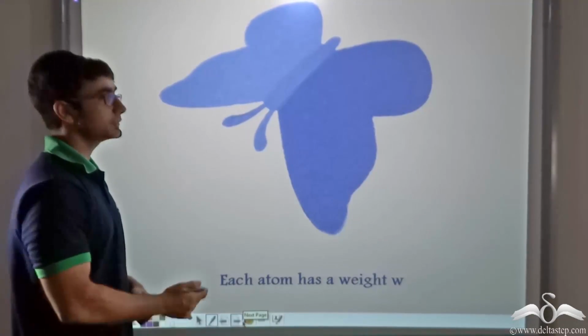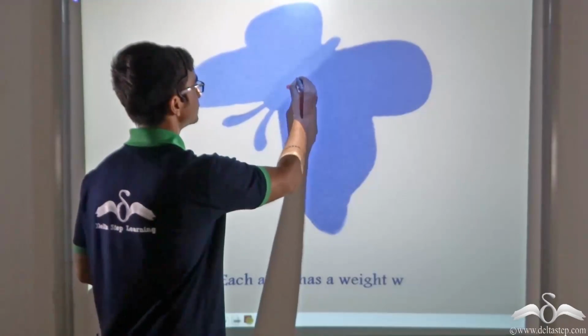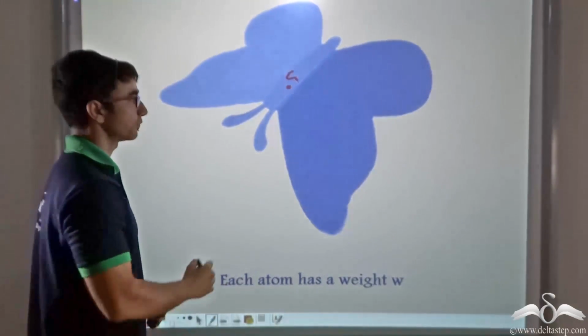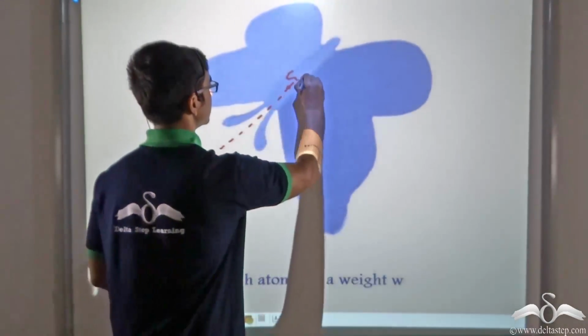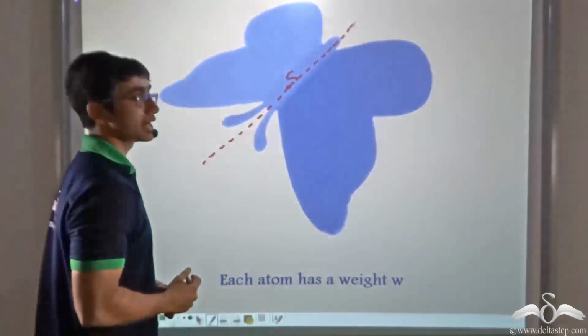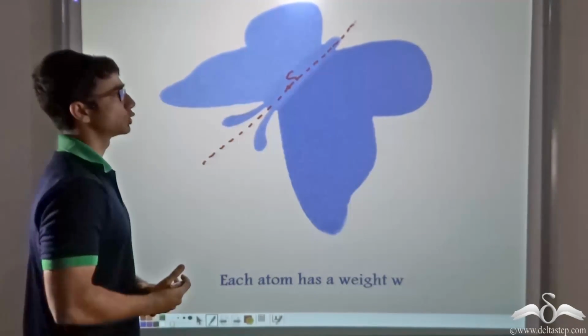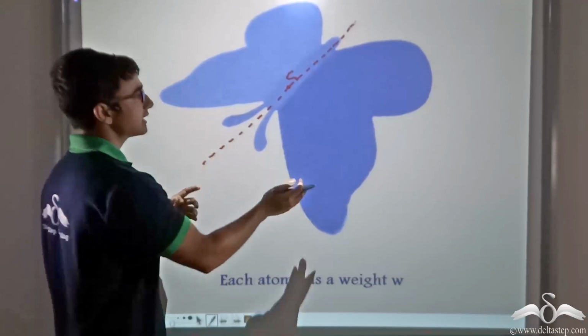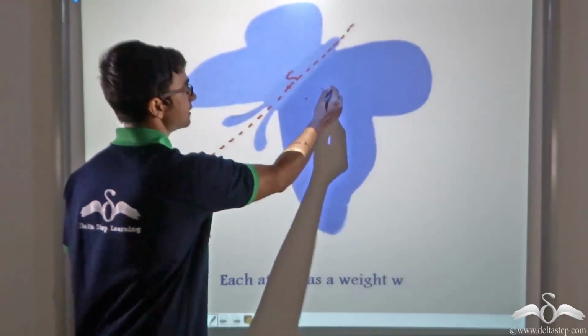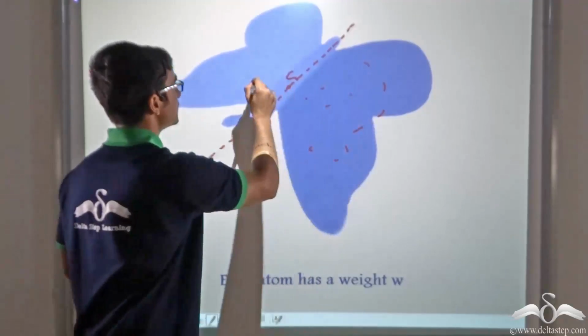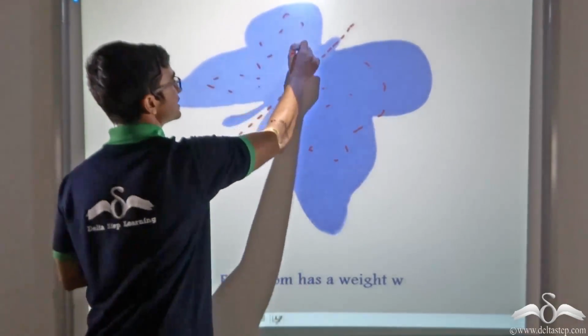So now let us consider another point G, that is somewhere over here. And again I consider an axis through point G. Now if you notice closely, doesn't it seem like the number of atoms on the right hand side are equal to the number of atoms on the left hand side?